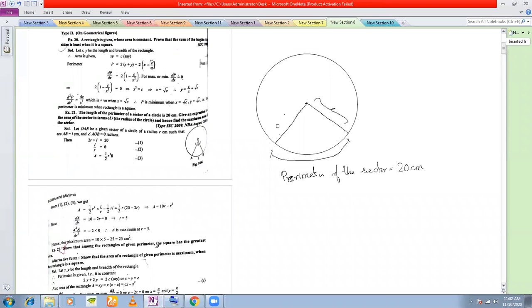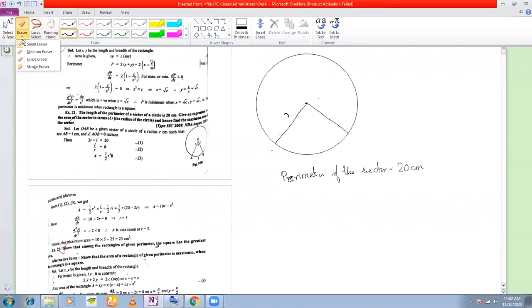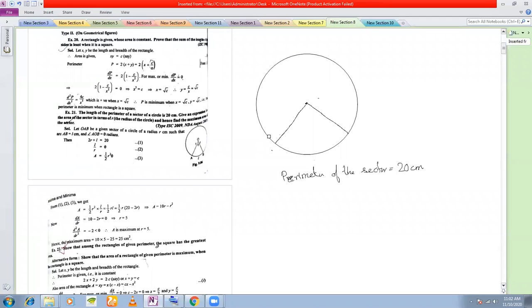Okay. So now, if the perimeter of the sector is this, then let's say that the radius of the circle is r. Now, as I told you earlier also, first you need to check which is your maximizing or the minimizing function. Okay. So let's read the problem first.